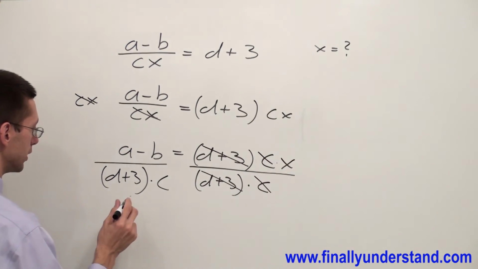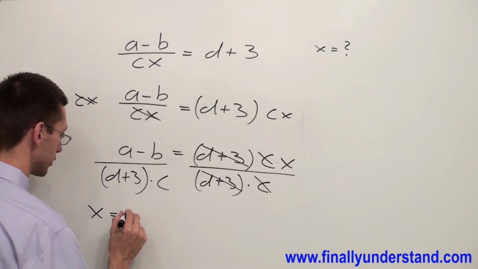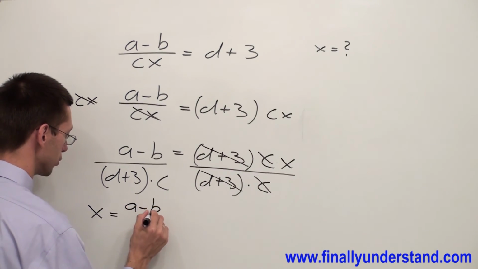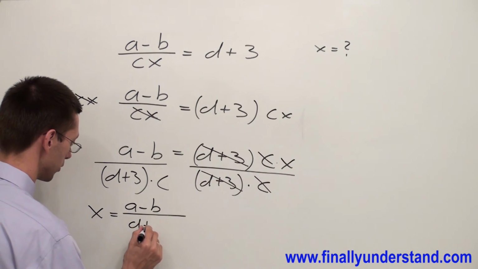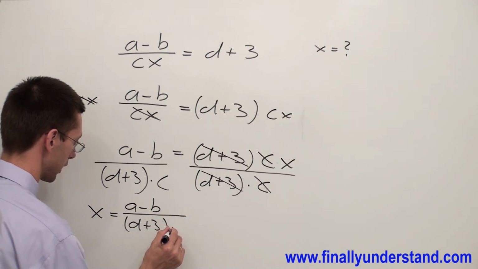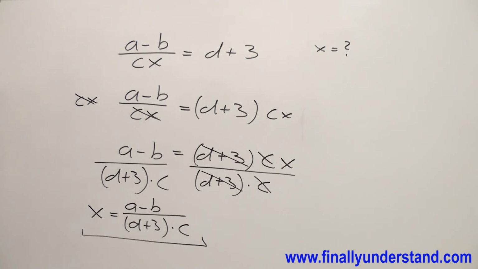Okay, and I'm going to end up with x equals a minus b over d plus 3 times c. This is the solution to my problem.